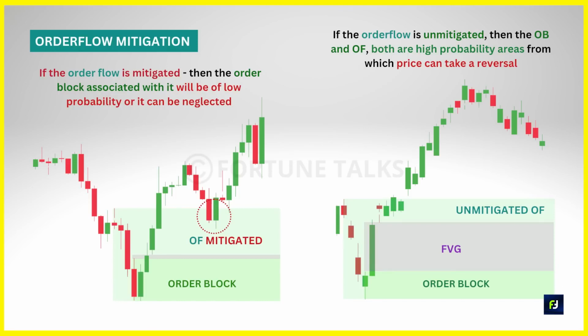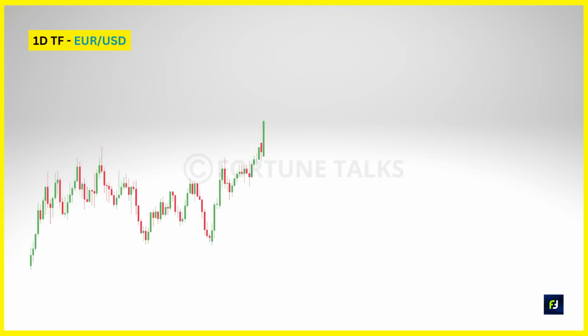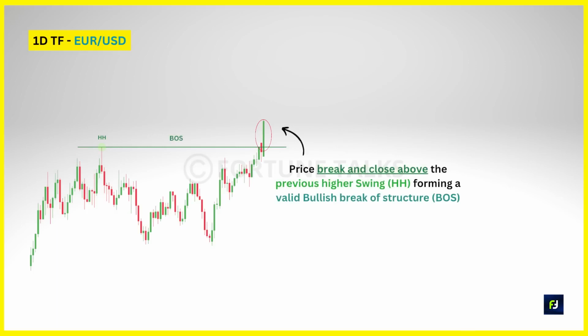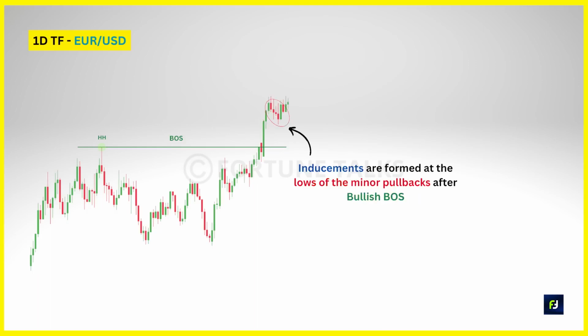Now finally, let us summarize what we have learned. We will consider a bullish market scenario first. This is a one-day time frame of the EURUSD chart, but you can choose any chart on any time frame based on your trading style. Here you can see that the price has managed to break and close above the previous higher swing. So this is a valid bullish breakout structure and we can name it. So the first condition is met. Now as the price moves higher, we need to look for the inducement levels.